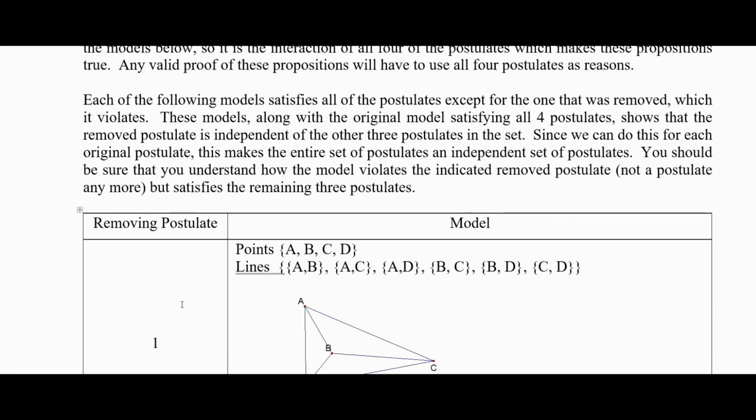So each of the following models satisfies all the postulates except for the one that was removed, which it violates. And these models, along with the original model satisfying all four postulates, show that the removed postulate is independent of the other three in the set. Since we can do this for each of the original postulates, this makes the entire set of postulates an independent set of postulates. And you should be sure that you understand how the model violates the indicated removed postulate, which is not a postulate anymore, but satisfies the remaining three postulates.